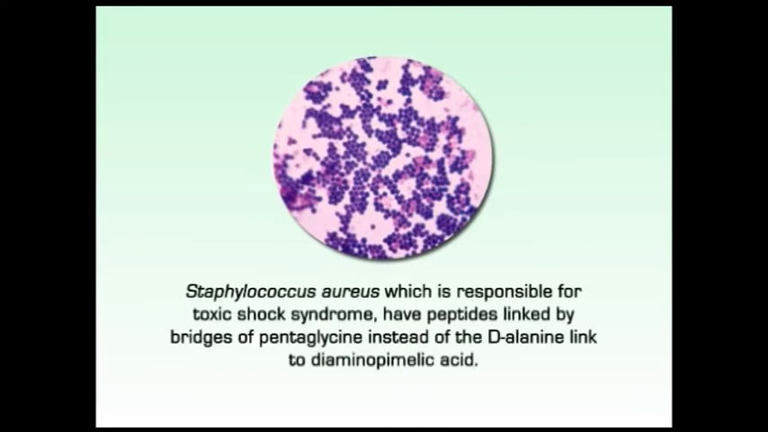Take an example of a gram-positive bacterial species such as Staphylococcus aureus, which is responsible for toxic shock syndrome. It has peptides that are linked by bridges of pentaglycine instead of the D-alanine that is linked to diaminopimelic acid. Peptidoglycan gives structural strength to the bacterial cells, and it also maintains the osmotic pressure of the cell cytoplasm.